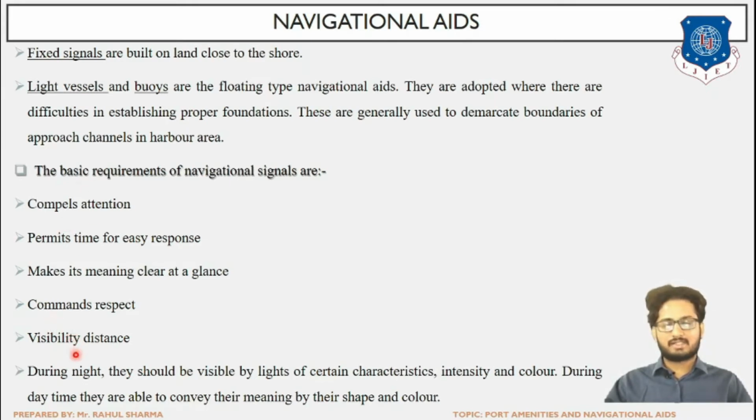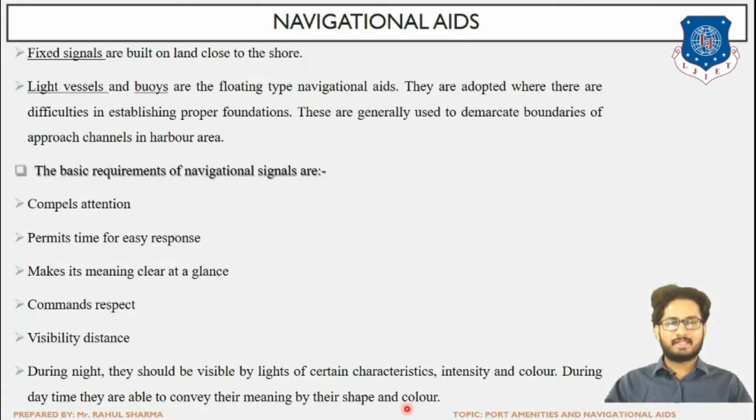So basically these are the various criteria which a navigational aid must satisfy for efficient functioning. Its meaning should be clear, should be clearly visible, response should be easy, and it should compel the attention. It should not be in such a way that the focus of the navigator does not go towards it. During night, they should be visible by lights of certain characteristics, that is intensity and color. If you talk about lighthouse or beacon lights, then they have specific light facility. During daytime, they are able to convey the meaning by shape and color. So during the day, the shape and the color will convey the meaning, and during night, there will be use of the light facility.